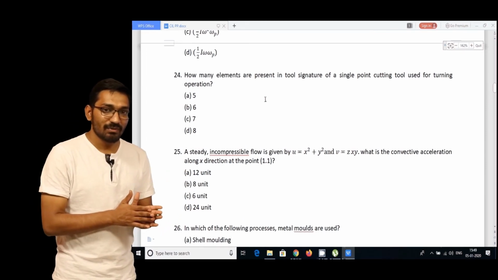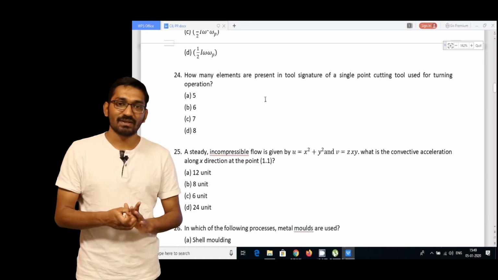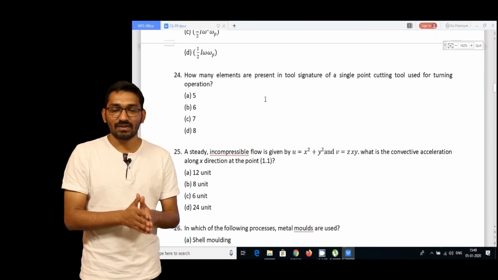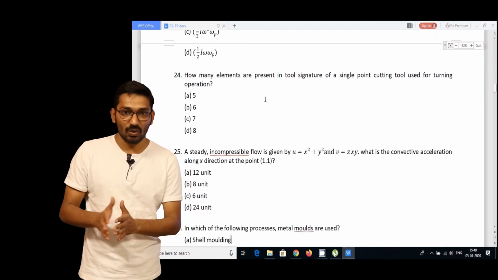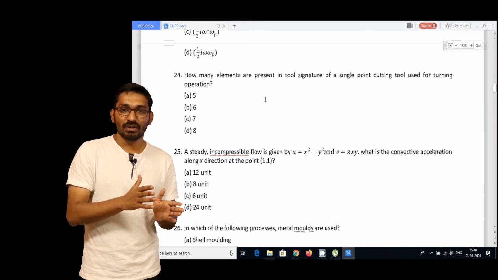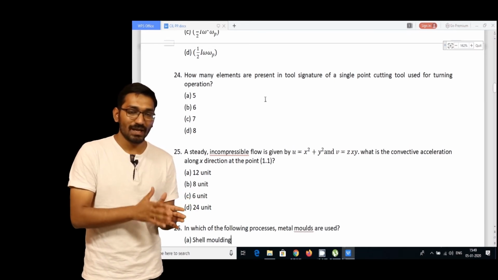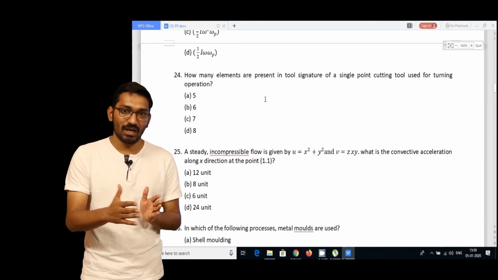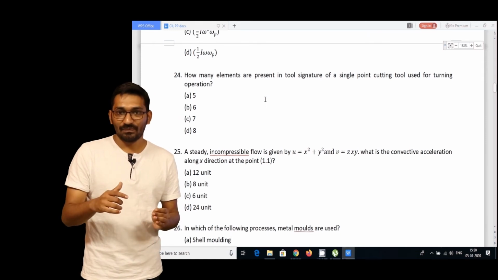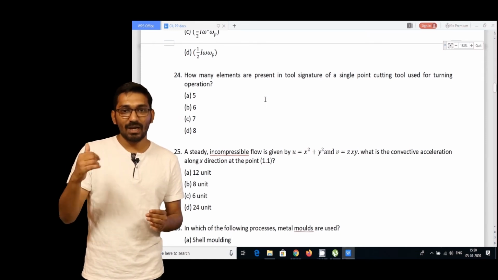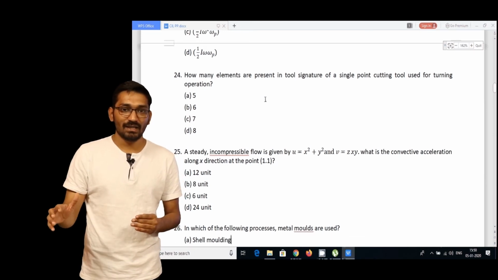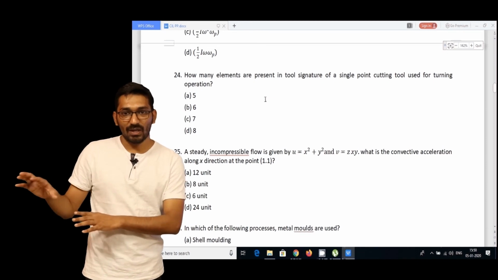The point is 1, 1. We have to find what is the convective acceleration in the x direction. You know that there are 2 types of accelerations: one is the convective acceleration, one is the local acceleration. The formula for the convective or total acceleration in the x direction will be u into del u by del x plus v into del u by del y plus w into del u by del z plus del u by del t. Right, this del u by del t is the local acceleration.